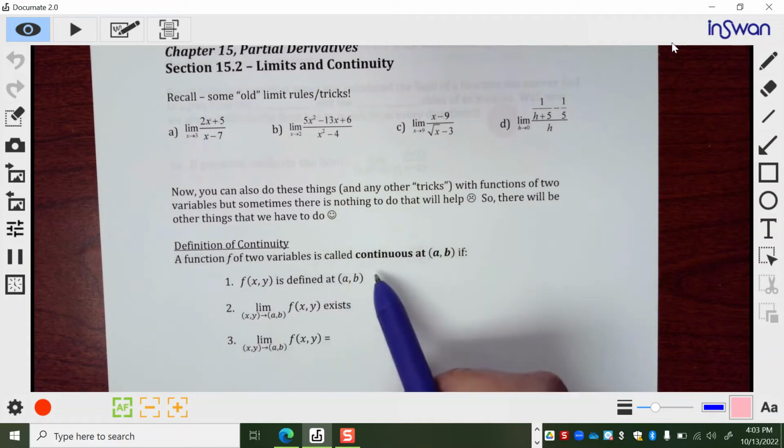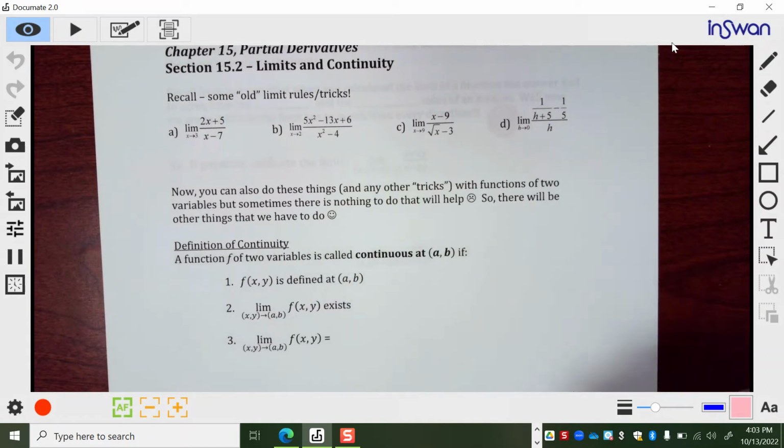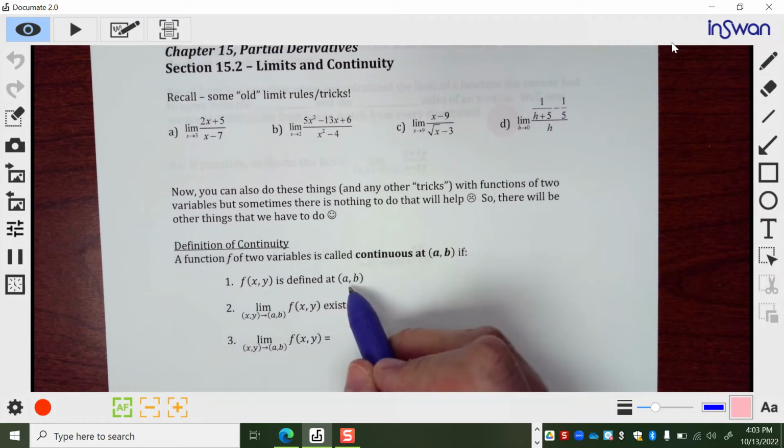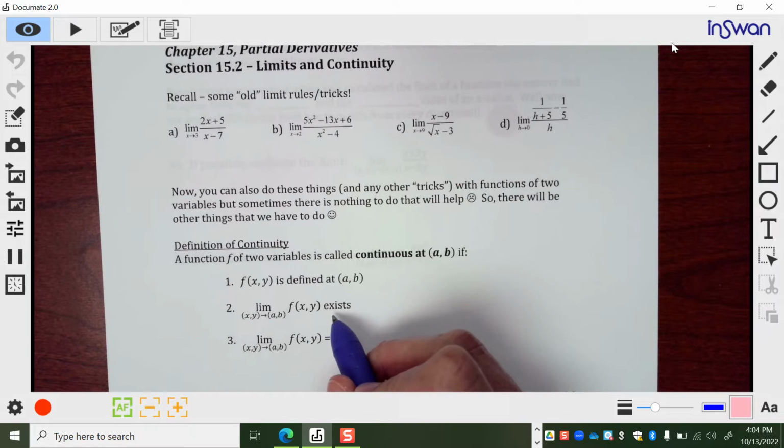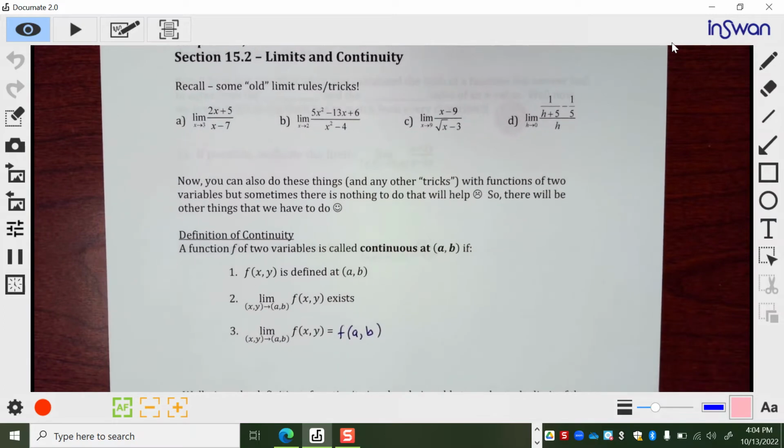So remember, to prove something continuous, like back last year, your function has to be defined at a certain point. Your limit has to exist at that point, and the limit has to equal whatever the value of the function is at that point. Okay, so those were three rules that had to be true. And you probably had an AP question about it.